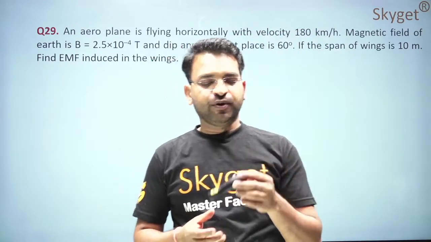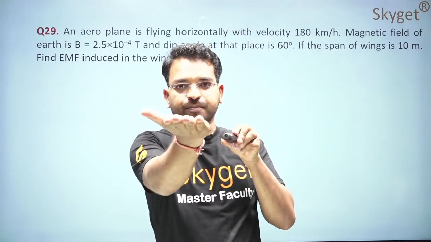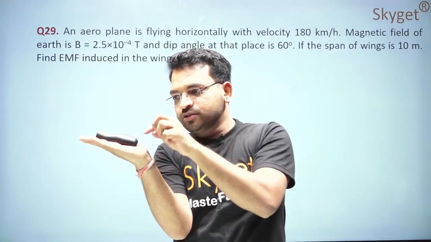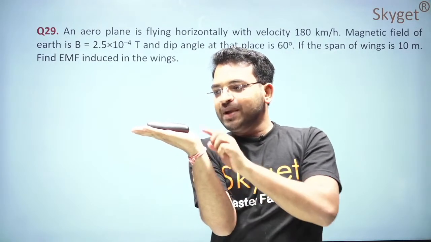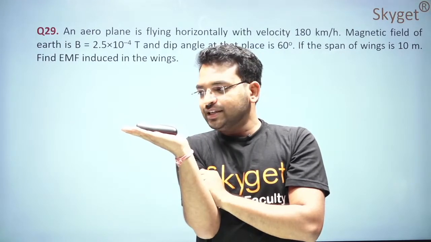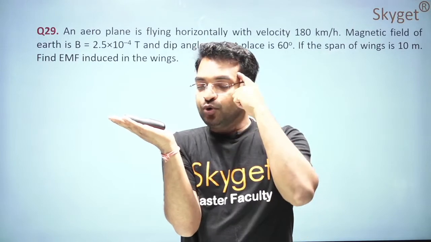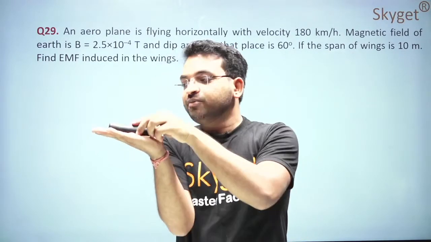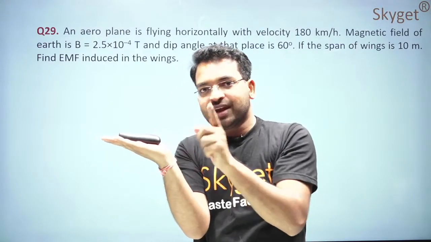Dip angle means, for example, let's suppose this is my magnetic field, this is how my magnetic field is flowing. If this is my north pole and this is my south pole, and I place the magnet in the magnetic field like this, then all the time this magnet will try to align toward the direction of the magnetic field. Try to understand the meaning: I'm telling you again and again, if the magnetic field is like this, the magnet will always try to align in the direction of the magnetic field.